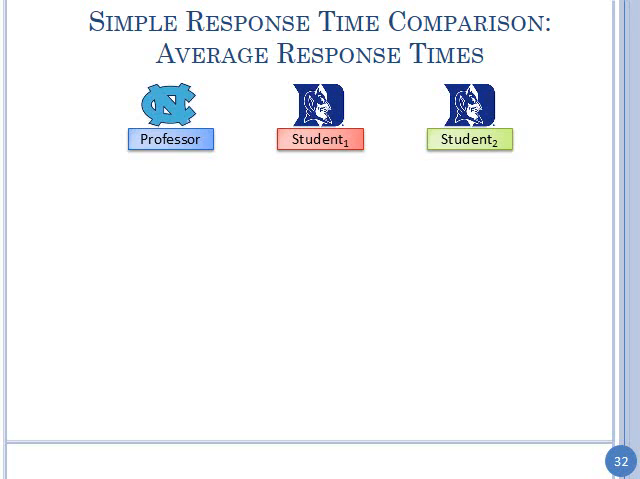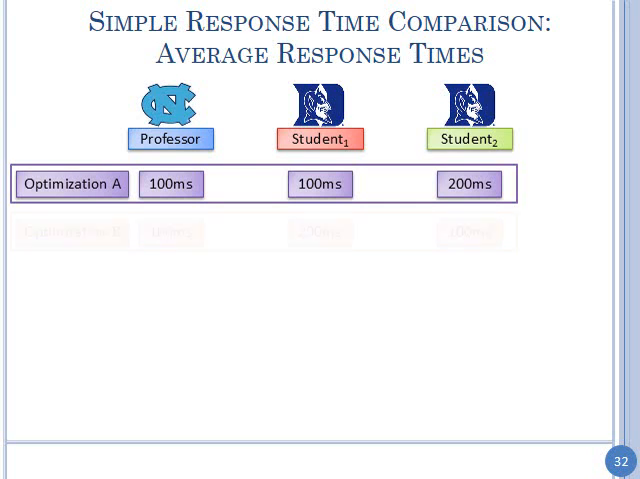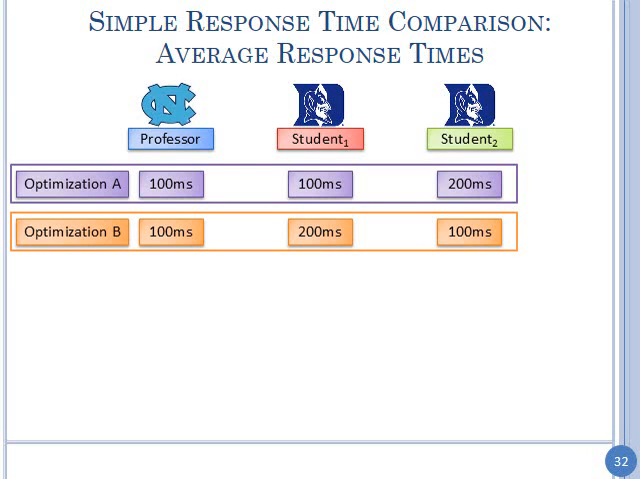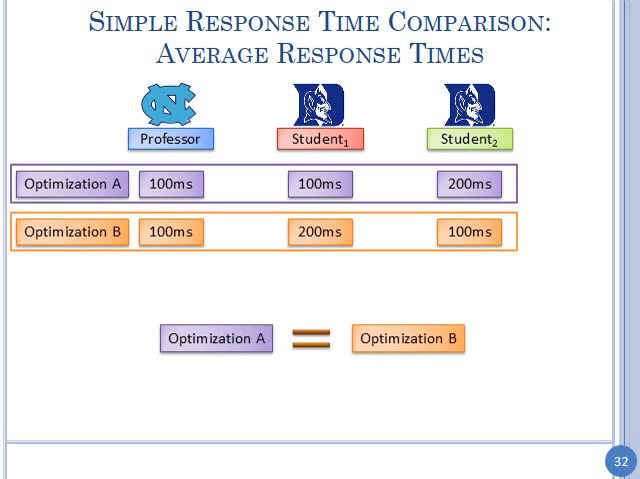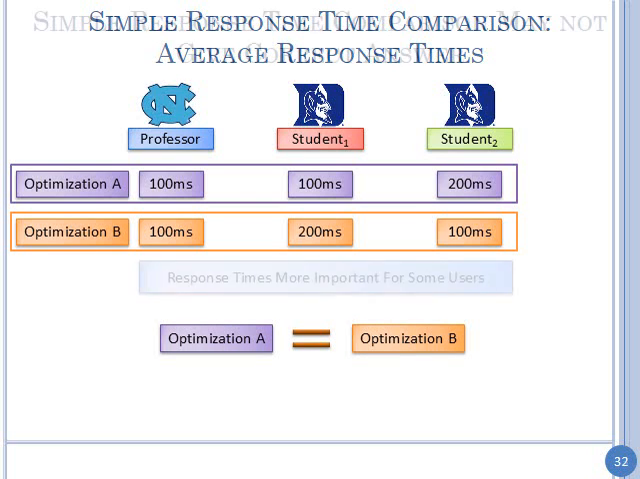Let's go back to our professor and student scenario. And suppose that we have 2 policies, both of which give 100 millisecond response times to the professor. One gives 100 millisecond response times to student 1 and 200 milliseconds to the other, while the second policy does the opposite. So if we look at the average response times, then obviously the 2 scheduling policies are the same.